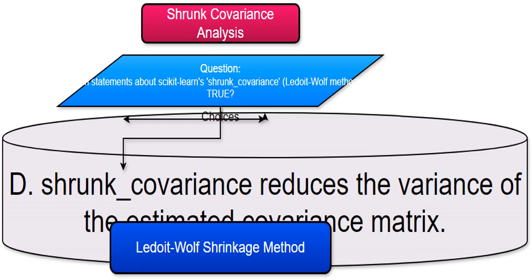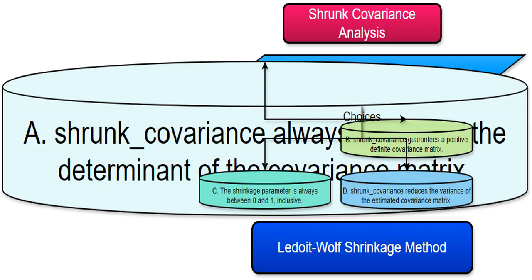True, that's the main goal of shrinkage. The sample covariance can be highly variable, especially with high-dimensional data. Ledoit-Wolf helps reduce this variability, giving you a more stable and trustworthy estimate of the covariance. This statement is false. While shrinkage can change the determinant, there is no guarantee it will always increase it. The method's focus is stability and positive definiteness, not maximizing the determinant.